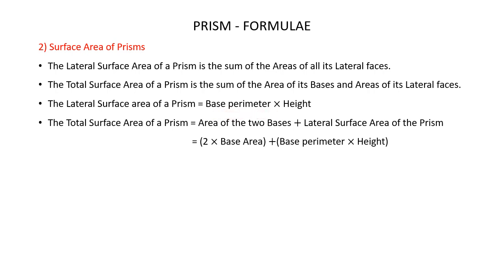Now total surface area of a prism is equal to area of the two bases plus lateral surface area of the prism. We know that area of the two bases would be 2 multiplied by base area. Lateral surface area of the prism is base perimeter multiplied by height. So total surface area of a prism is equal to 2 multiplied by base area plus base perimeter multiplied by height. Remember all these formulae to solve problems on prisms.